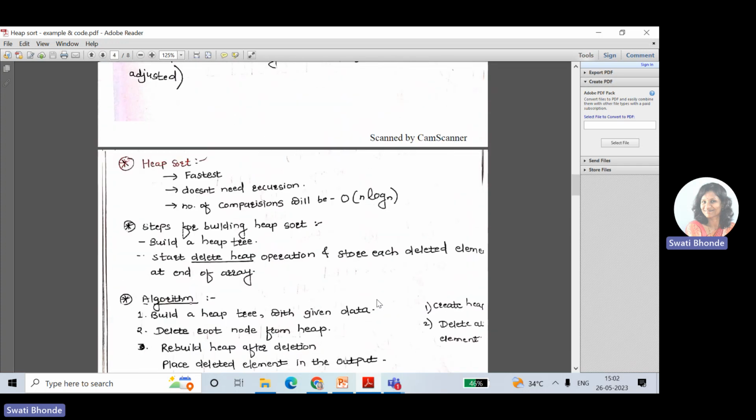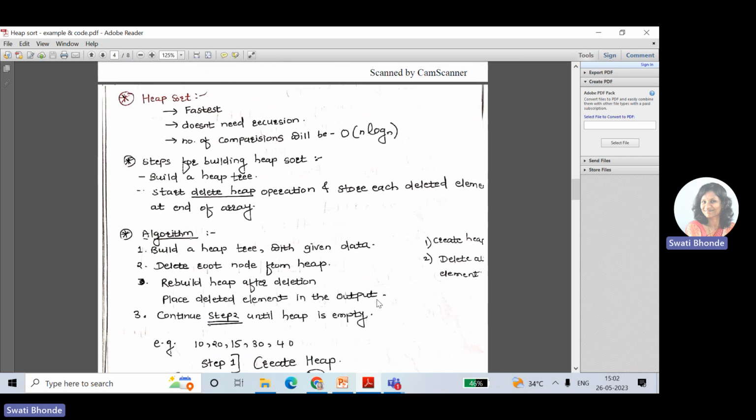Now, why is heap sort needed? Earlier, we have seen many types of sorting techniques. Some of them used recursion, some were non-recursive, but there are still some advantages of heap sort over others. Heap sort is the fastest one, and the main thing about heap sort is that it doesn't require any kind of recursion. We have already discussed that the number of comparisons in heap sort is based on the height of the tree, that is log n to the base 2. And as we are inserting n numbers in the heap tree, the number of comparisons will be O of n log n.